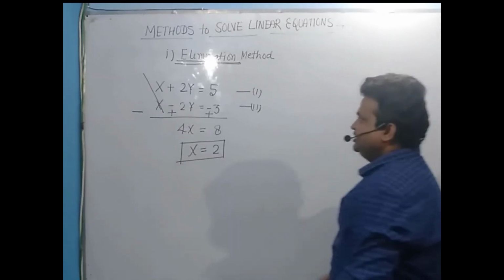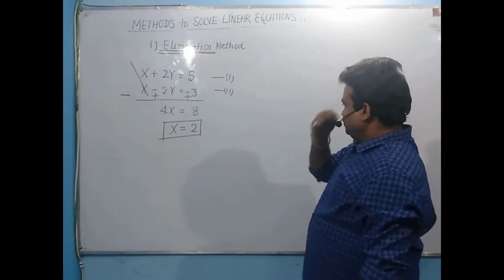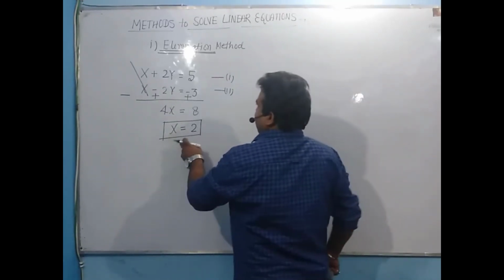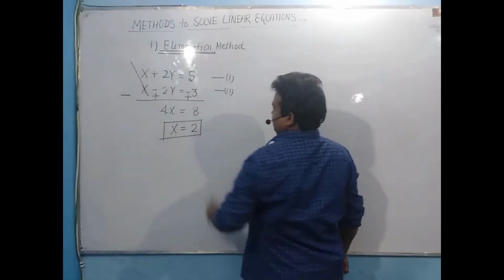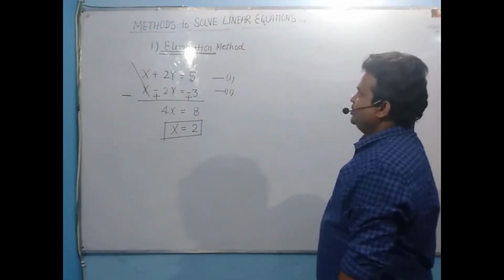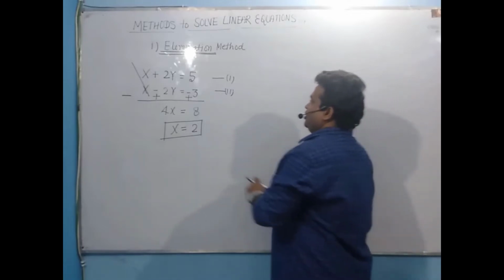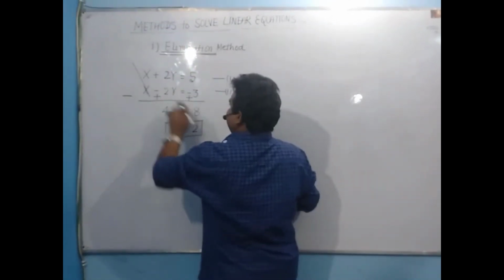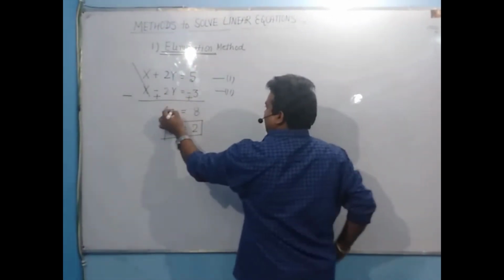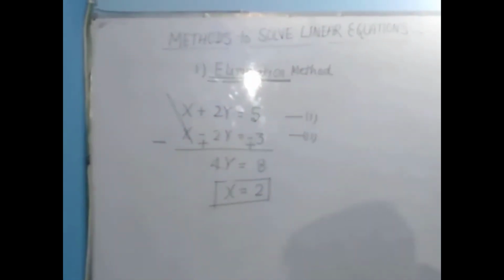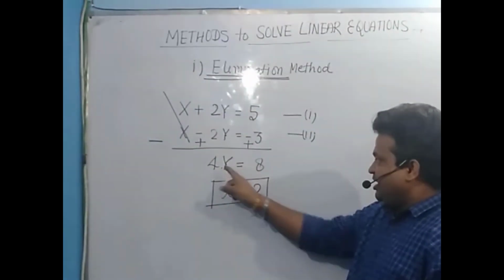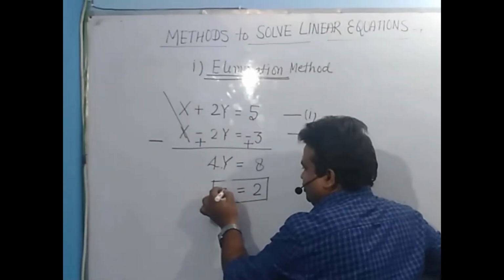Yes. So x in this case is what? 2. So when x equals 2, what is the value of y then? No, sorry. This is not x, this is y. So 2y plus 2y comes 4y. So this y value is equal to 2.